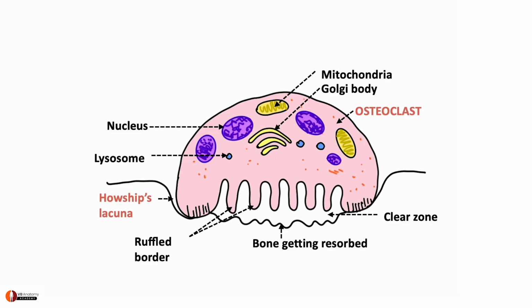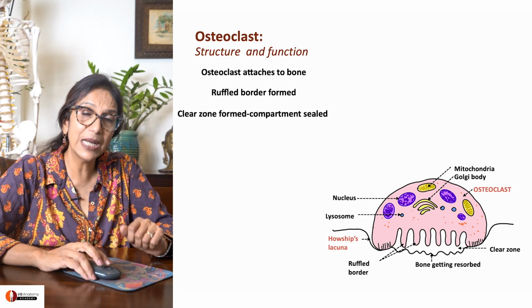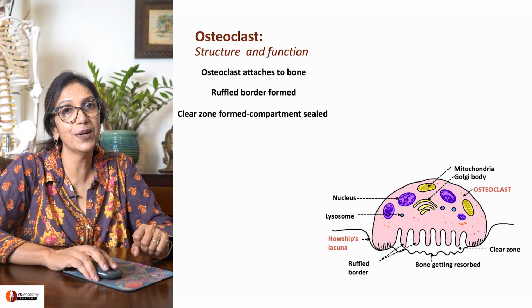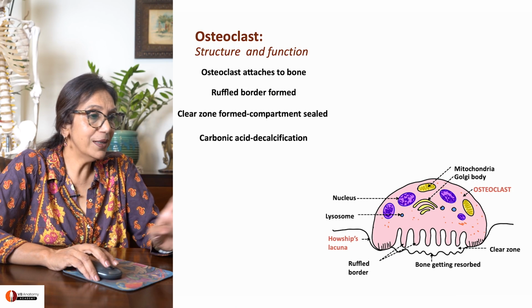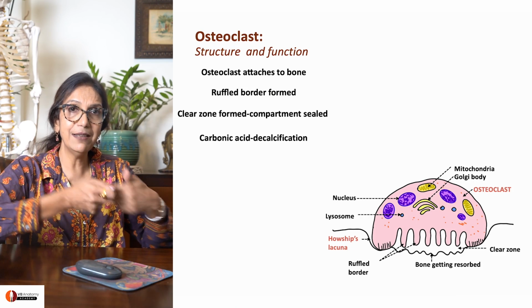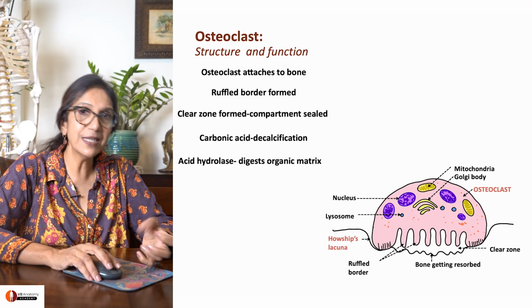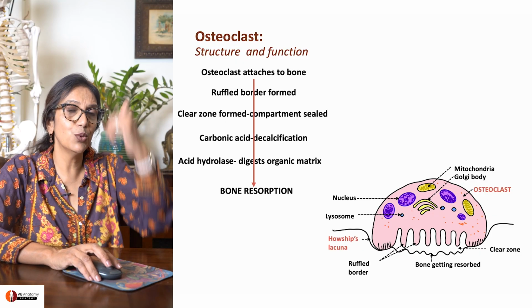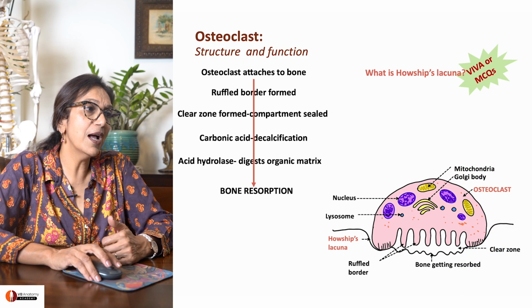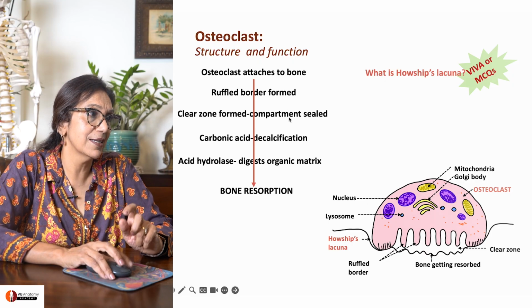Here you can see that there is a little depression in the bone. That depression where eating of bone is happening by the osteoclast is called Howship's lacuna. Say it once. Howship's lacuna. So what the osteoclast will do, it will release carbonic acid and digest the organic matrix, resulting in bone resorption. This is the process of bone resorption. And what is Howship's lacuna is a very common viva question. Do please revise it.